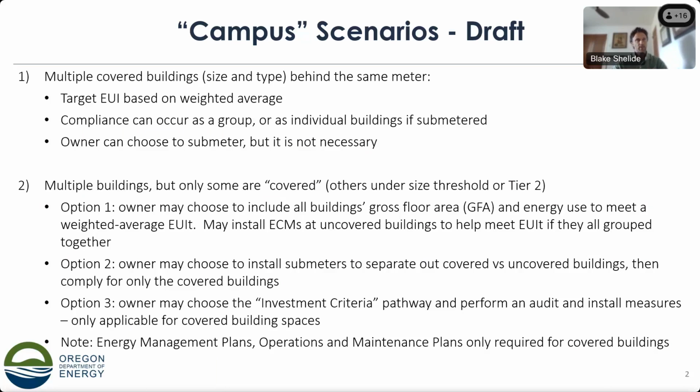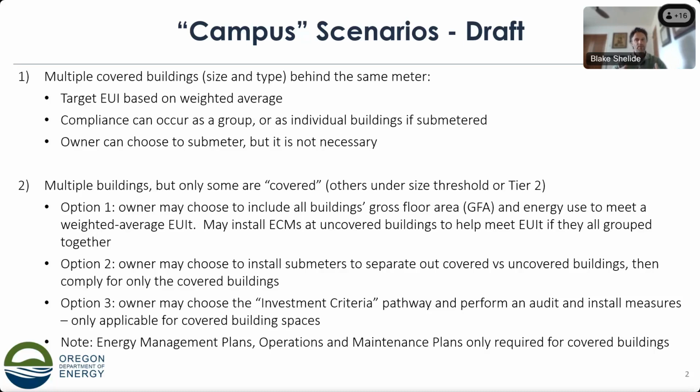So in that scenario, an owner could choose the sub-meter, install their own sub-meter, but it wouldn't necessarily be needed in order to comply. There's other pathways there too. So then it becomes just an investment decision for the owner if they want to put in a meter to comply in that pathway. That's a possibility too.